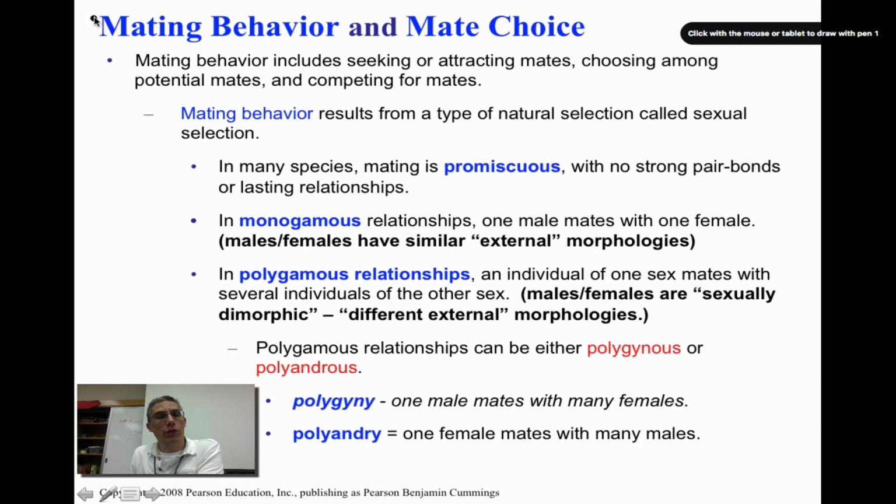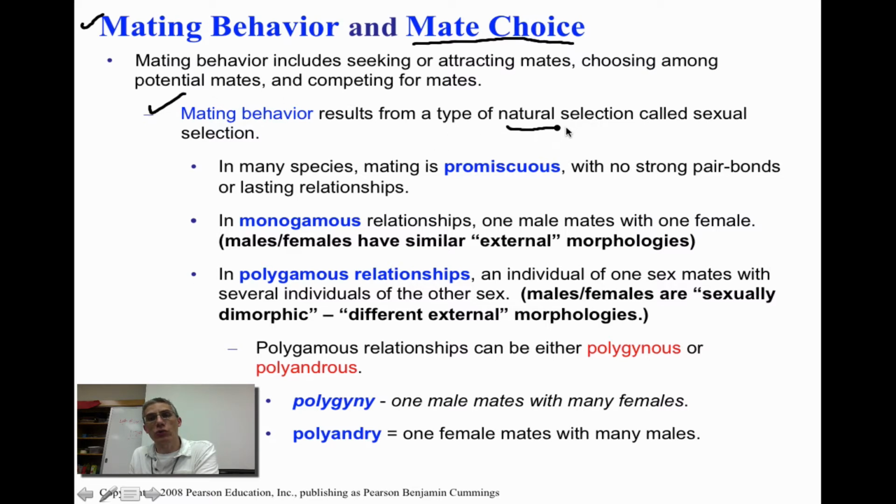The very last thing I'm going to throw in here really quick before we finish up is a little bit of information on mating behavior and mate choice. This type of behavior primarily looks at the seeking or attracting of mates, choosing among potential mates, and of course competing for mates. Mating behavior itself results from a type of natural selection called sexual selection. In many species, mating is considered promiscuous, and here we're going to look at different categories of mating behavior. If you're an animal that is considered promiscuous, you're basically a group of animals that does not form any strong pair bonds or lasting relationships within that group.